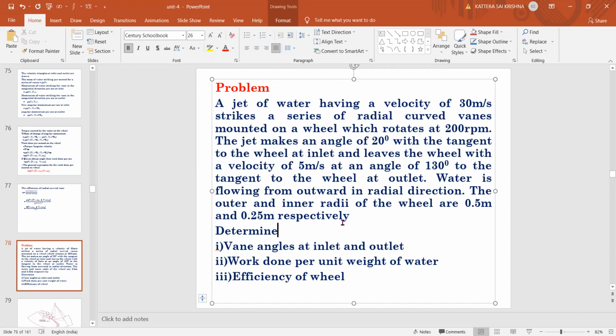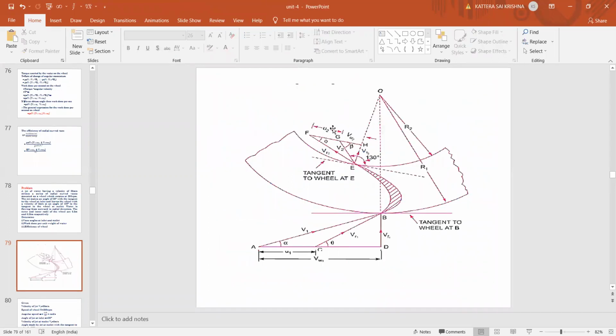Right, then write down the given data. So first he has given the velocity of the jet V1 equal to 30 meters per second. Then capital N equal to 200 RPM. Okay, so this is the diagram. So no need to draw the full diagram.